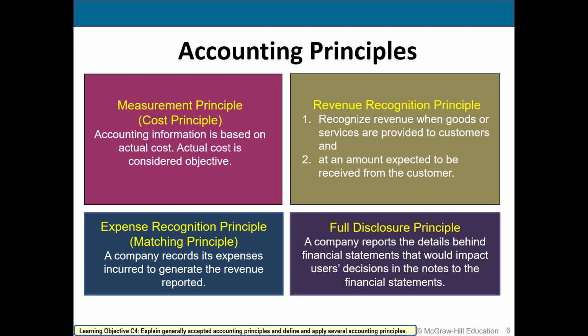The revenue recognition principle has two parts. Revenue is recognized when the services are performed or when the goods are provided to the buyer, and revenue is recognized at the amount expected to be received from the customer. Usually this is an amount in cash. The expense recognition principle, which is also called the matching principle, states that the company records expenses incurred to generate the revenue reported. The principles of matching and revenue recognition are key to accounting. The full disclosure principle means that a company reports the details that would impact the user's decisions.